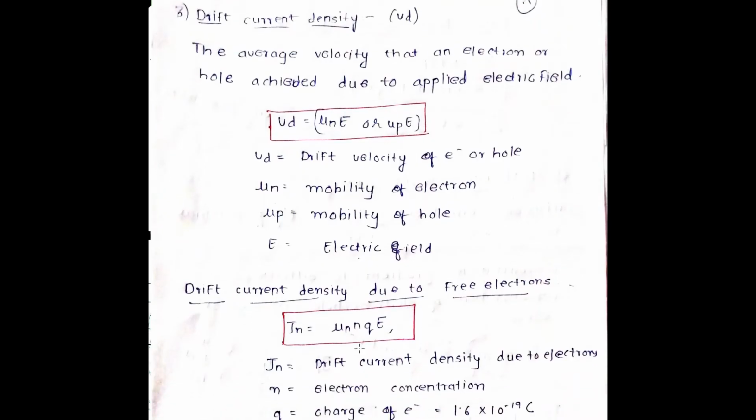Next, once you know the concept of drift current and diffusion current, we will be talking about the drift current density and the diffusion current density. I will be talking about a few terms and a few formulas. Please make a note of it.